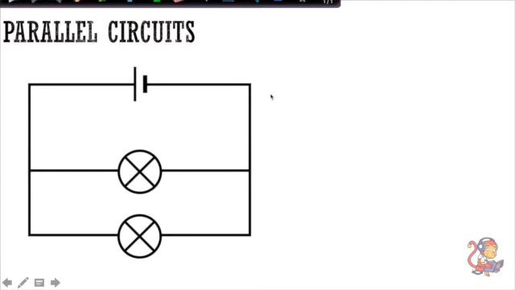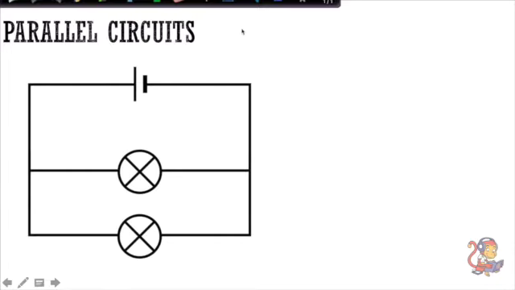Hello and welcome to this video about parallel circuits. You should be able to recognise parallel circuits as those that have multiple branches like this. We could call this branch 1 and branch 2. And the components in these parallel circuits are in their own branch.